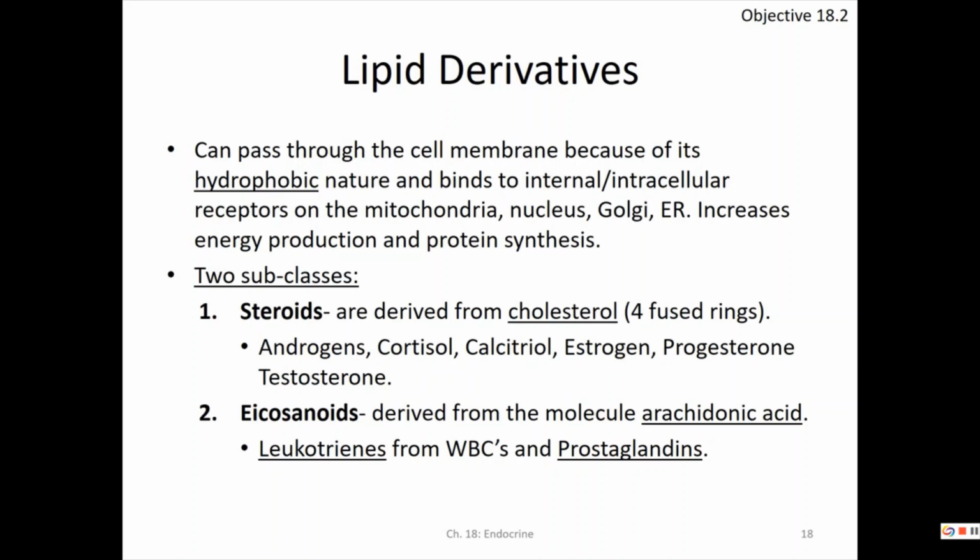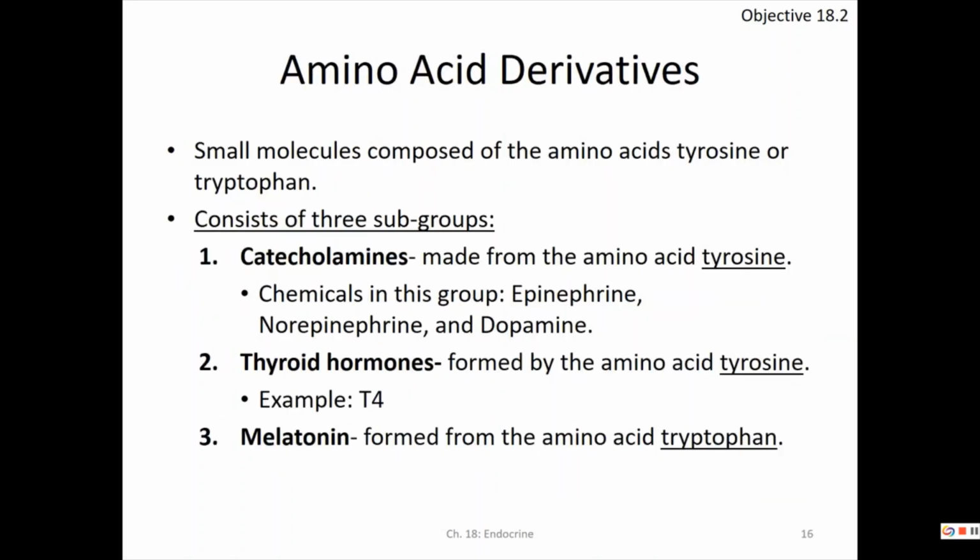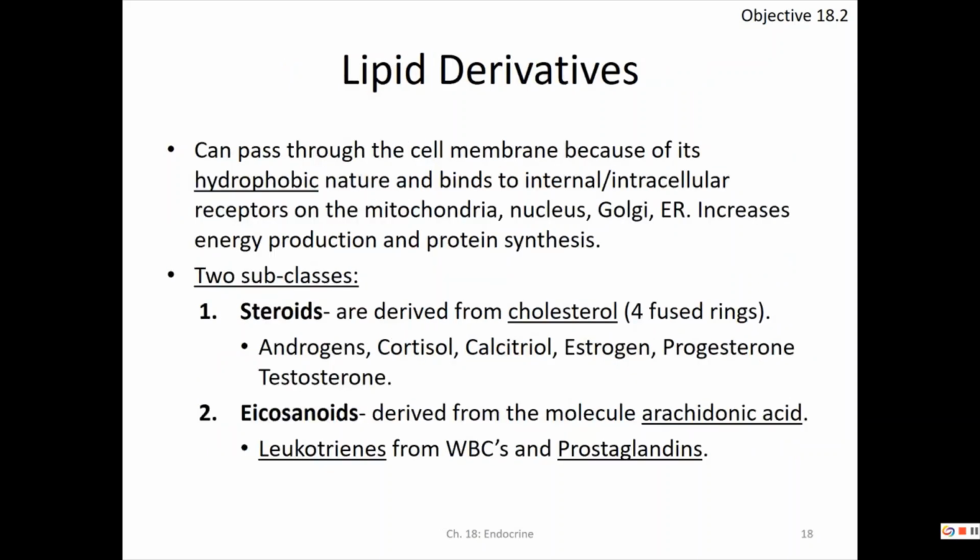Now, lipids. First thing is this. And let me go back, make sure I did not miss something. Okay, good. Lipids are hydrophobic. What does it mean to be hydrophobic? Hydro, water, phobic, afraid of. It's afraid of water. What does that mean? These molecules are non-polar molecules. They do not dissolve in water.